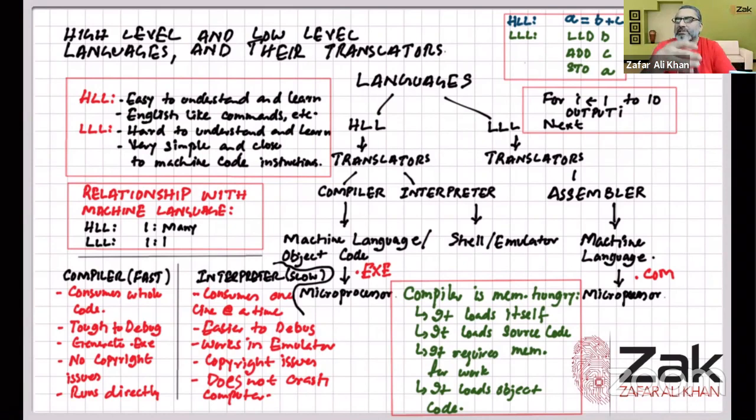So let's first discuss why compilers are memory hungry. Compiler is memory hungry, or used to be memory hungry, because it used to get loaded to the RAM. Remember the word load. I told you that it is load, upload or download. When you want the computer to do anything, you have to bring it to the computer's RAM.